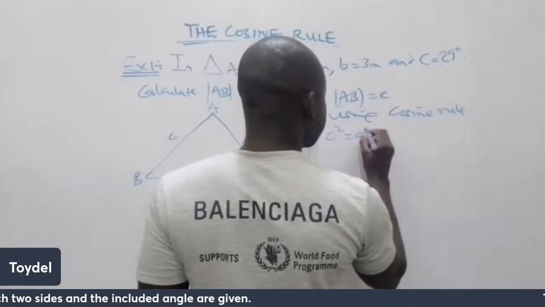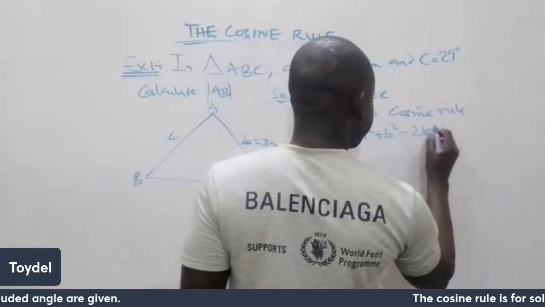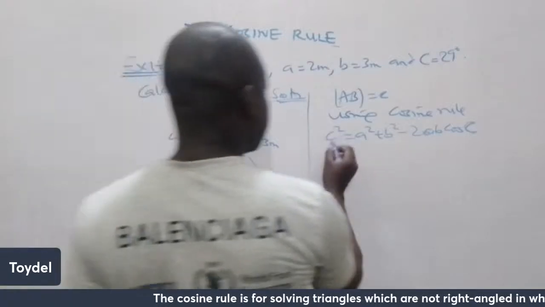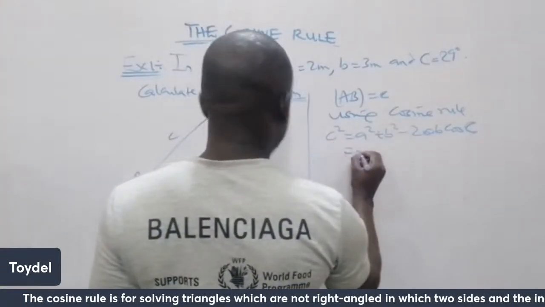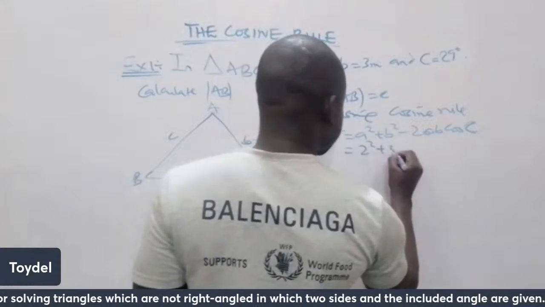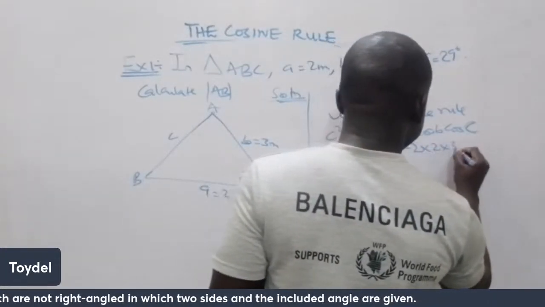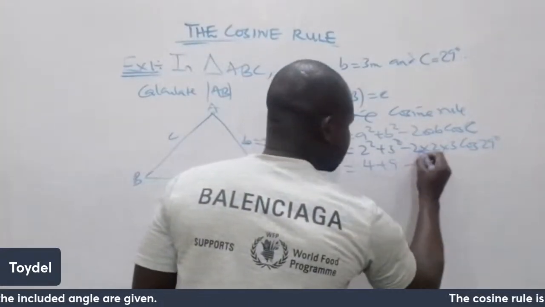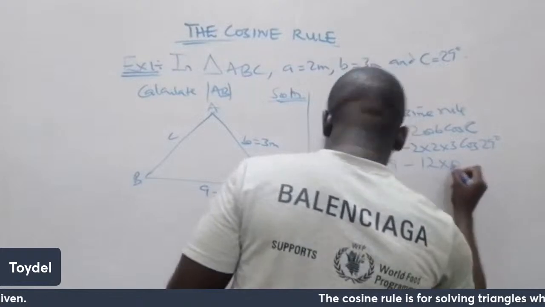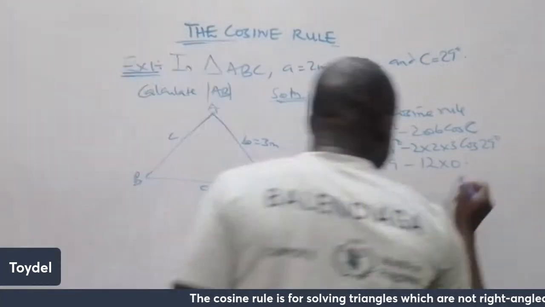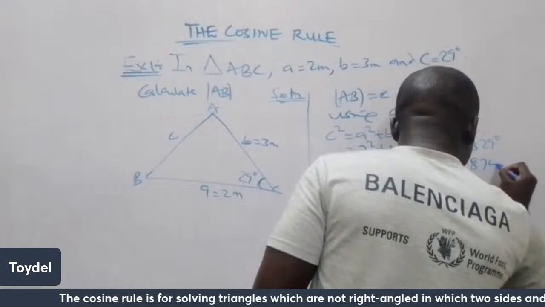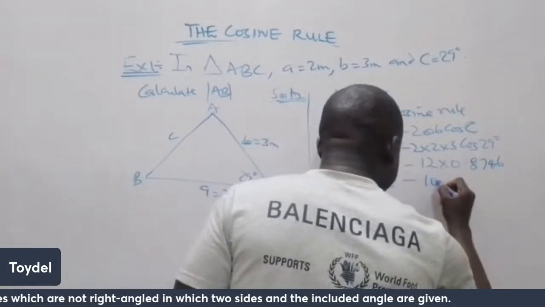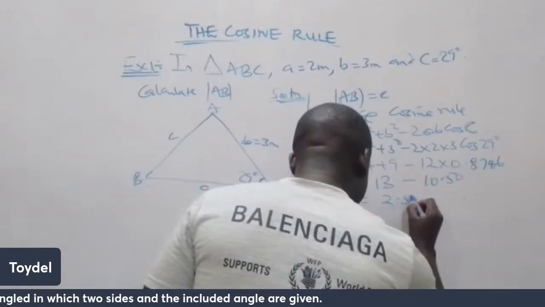C squared will be equal to a squared plus b squared minus 2ab cos C. Of course, I know angle C, and we are looking for small c. What is a? We have 2 squared plus 3 squared minus 2 times 2 times 3 cos 29 degrees. So here will be 4 plus 9 minus 12 cos 29. Cos 29 is actually giving us 0.8746. Then here I'm going to have 13 minus, if you multiply that, 10.50. And here I'm going to have 2.50.